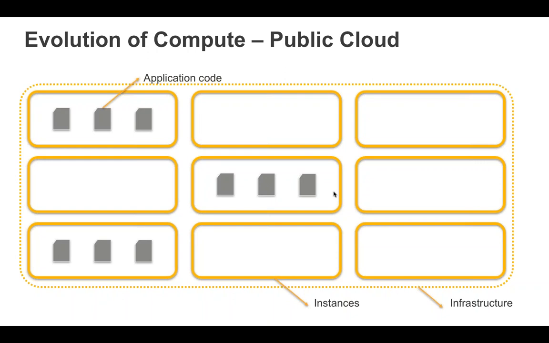You'd have AWS infrastructure. Inside that, you'd have pools and groups of servers, instances, and running on them would be application code. And that application code would provide different functionality. It would work with data. It may be stored in a database. It may be stored in object storage.